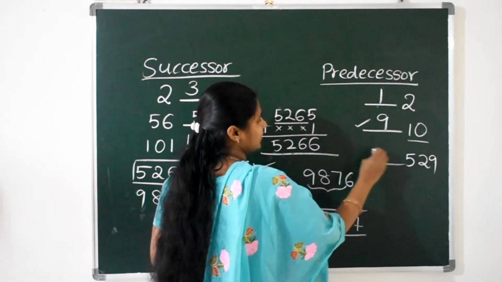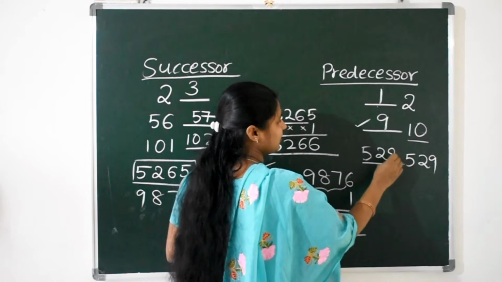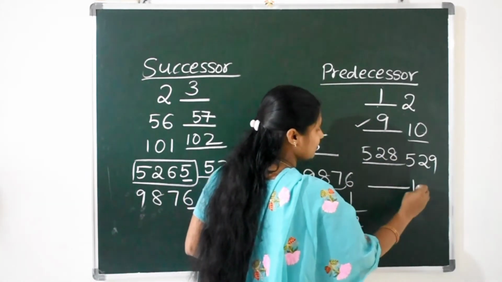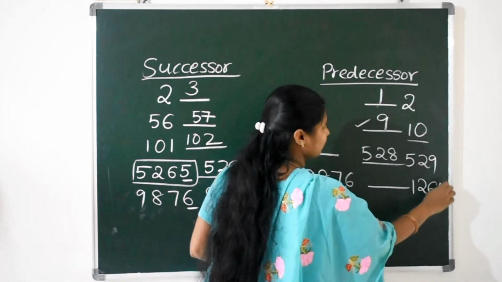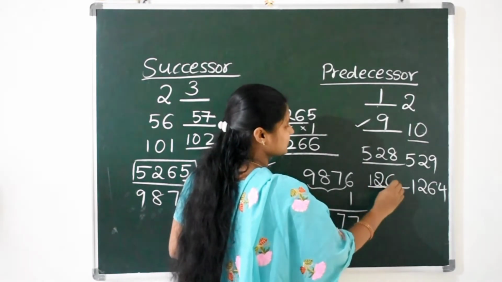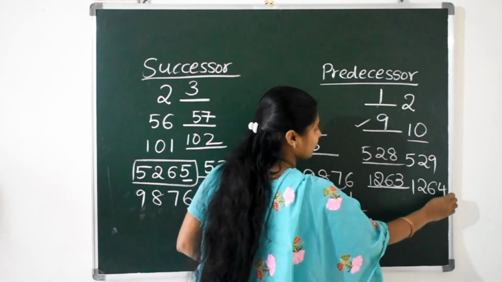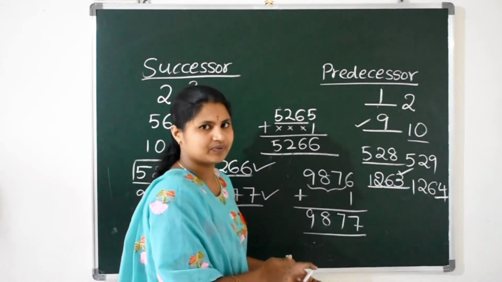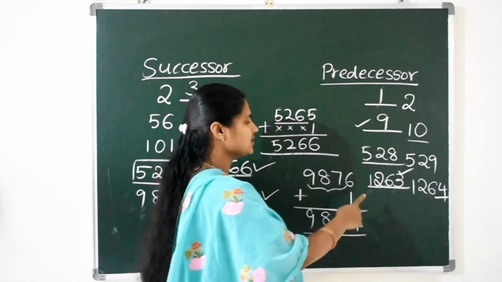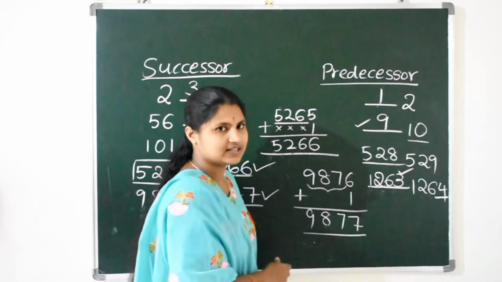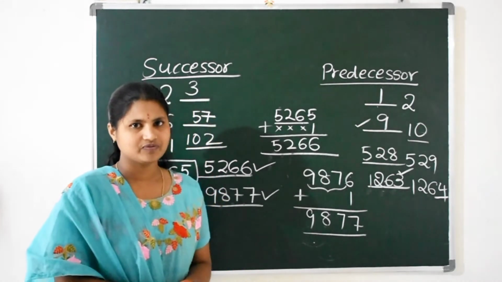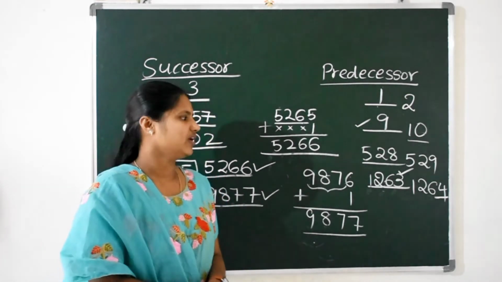Right? Next, the predecessor of 529. Tell me. Yes, 528. Right? Now tell me the predecessor of 1264. Tell me. 1263. Before 4, which number comes? 3. Right? 1263. In predecessor numbers, if we subtract 1, we will get the predecessor of the given number.